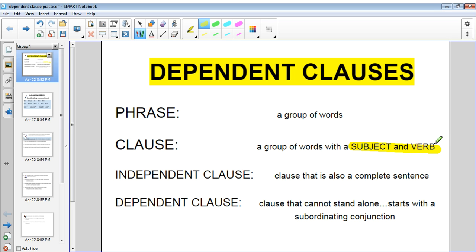So now we're going to get into dependent clauses as transitions, and these are parts of sentences that cannot stand alone, and we recognize them by looking for a subordinating conjunction, which we'll talk about on the next page. And the difference between a dependent clause and independent: when we look at this prefix, independent, you're not dependent, you're able to stand on your own with no help. And in writing, we would call that a complete sentence.